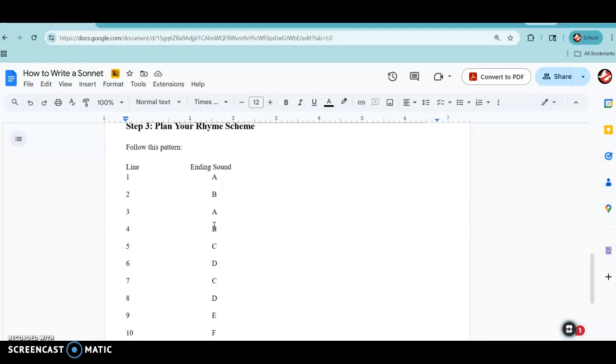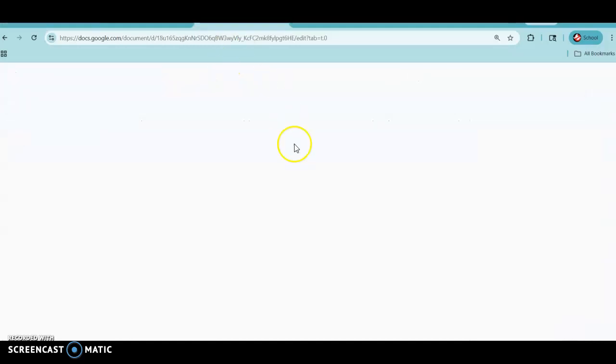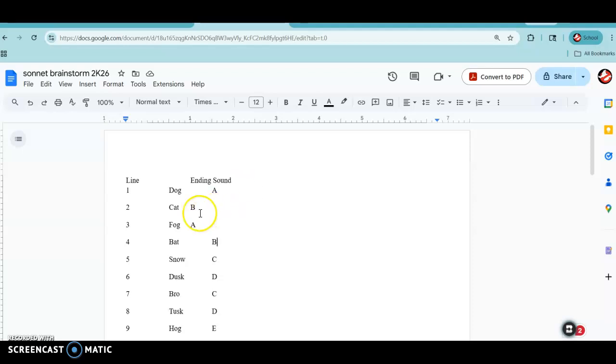If you try to write a sonnet without figuring out what the rhyme scheme is, you're going to struggle so bad it's not even funny. So hear me out. You're going to plan your rhyme scheme first, okay? Let me show you what I did. I opened up a new document.